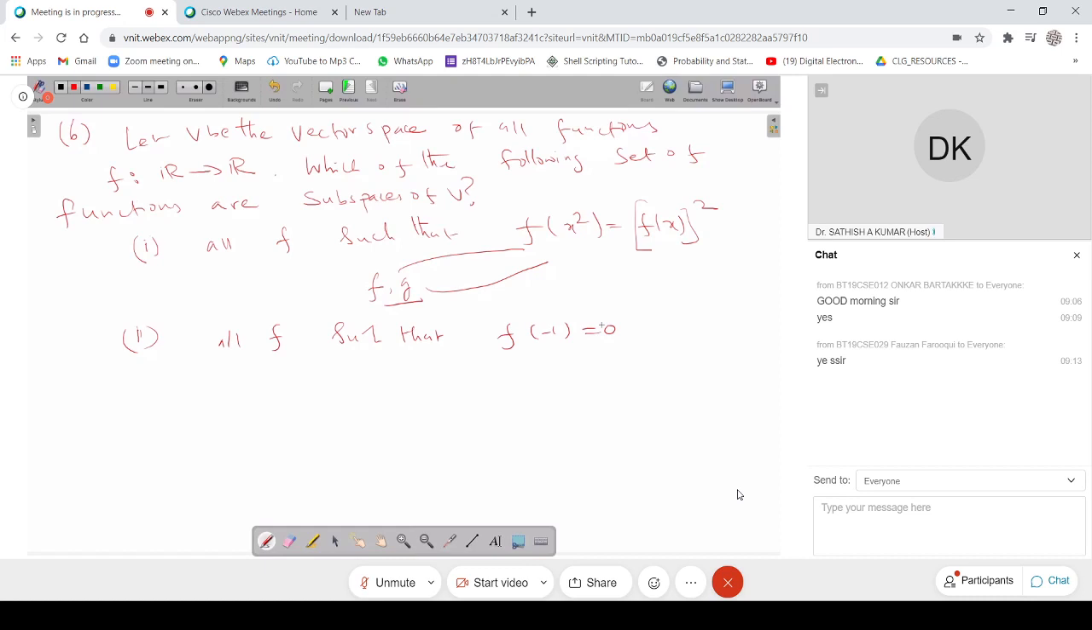Once again, I think the first one may not form a subspace, that you have to see. The first one does not, but the second one is a subspace, because if you take two functions f and g, both will satisfy this condition. f of minus 1 will be 0, g of minus 1 will be 0. Their addition will be f of minus 1 plus g of minus 1, again it is 0, because 0 plus 0 is again 0. So I think the second one forms a subspace.